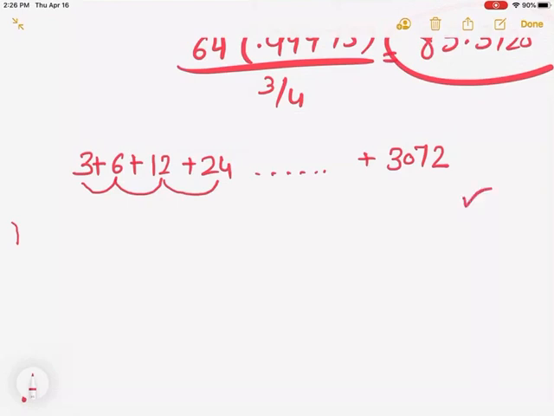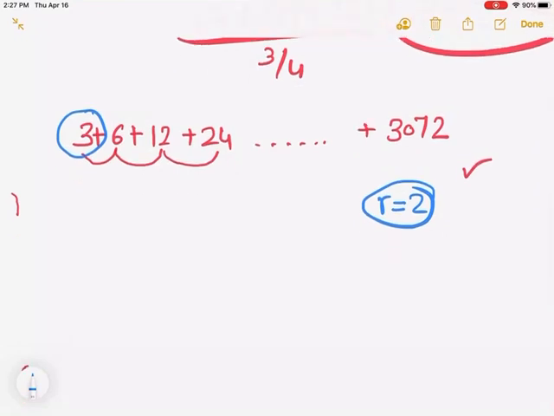So it means, because I just figured out the ratio, I'm just going to write that first, because we know later on either way we have to have that ratio. So ratio is 2. Do we know the first term? Yes, it is 3. Do we know the number of terms? No, we do not. So anytime there's anything missing, this is where you need to go back to the explicit rule.